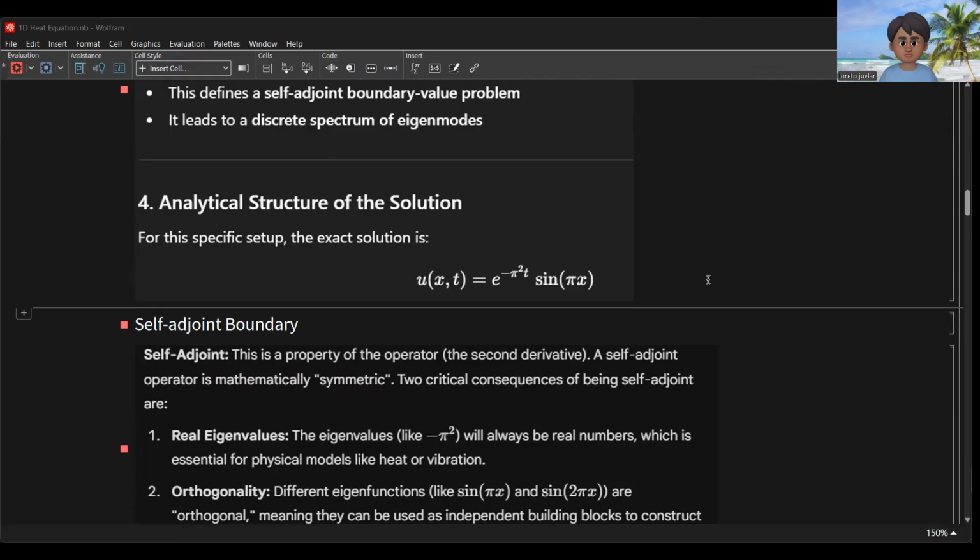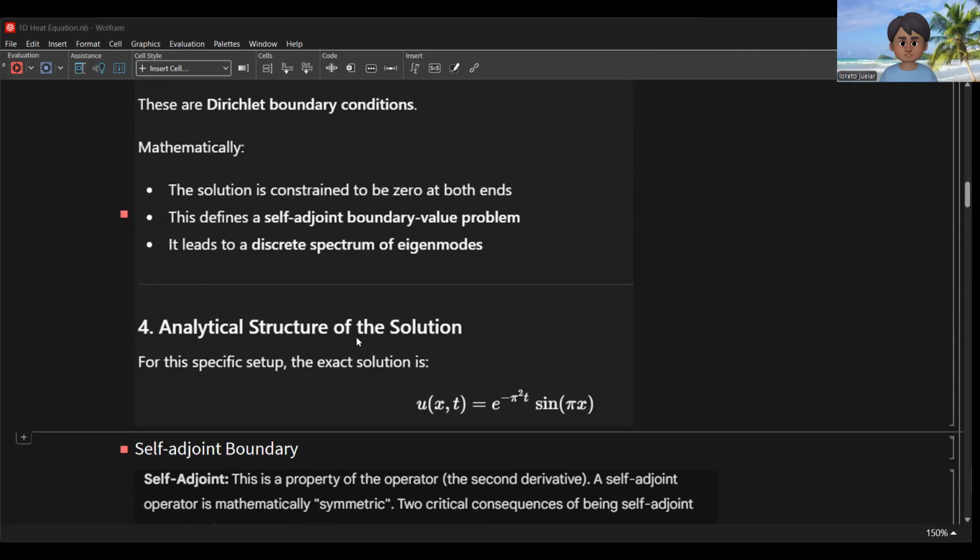Okay, so we have number 4, the analytical structure of the solution. For this specific setup, the exact solution is u as a function of x and time is equal to e to the negative pi squared t times the sine of pi x. So we have the meaning of self-adjoint boundary here.